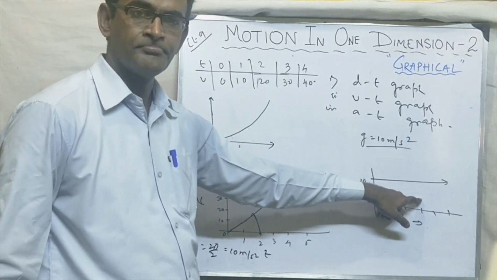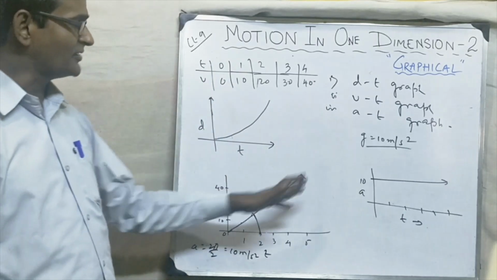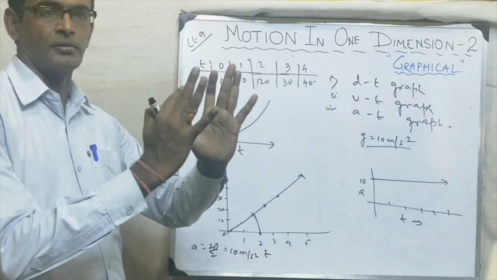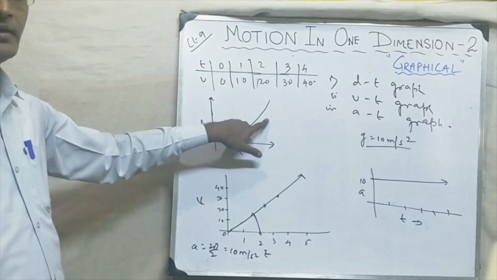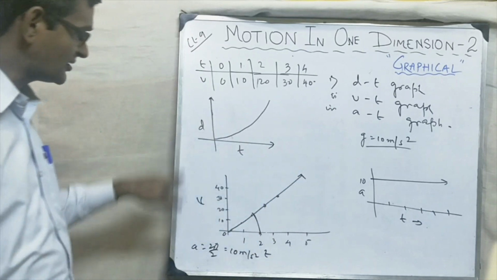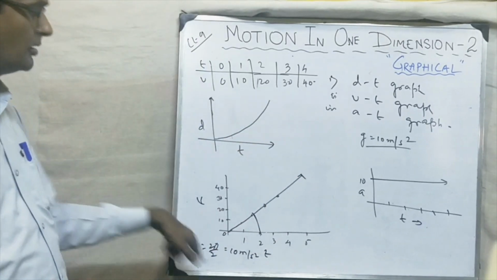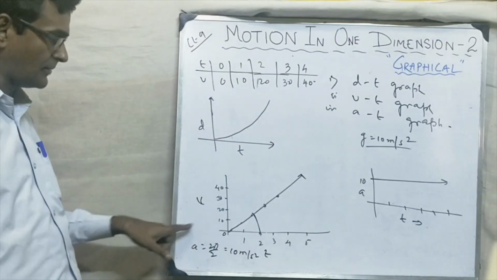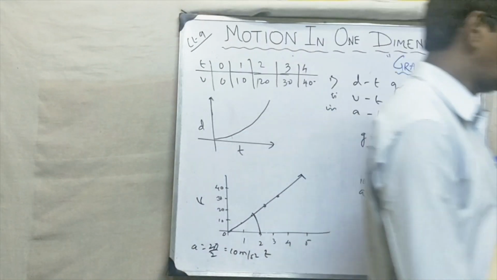Okay. So from this graph, what can we see? That the motion is the same, but the graphs are different. This is also representing the same motion, this also, this also. So I have drawn this graph to show you the difference between the displacement time graph, velocity time graph, and acceleration time graph. Okay, I hope these things are very clear to you.